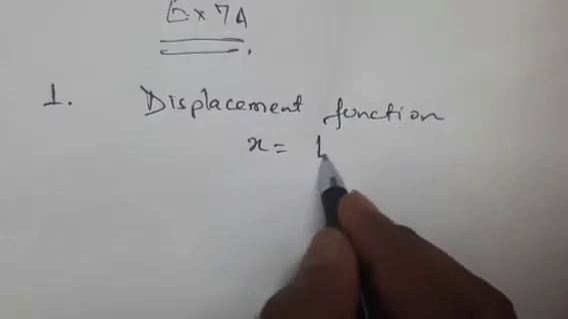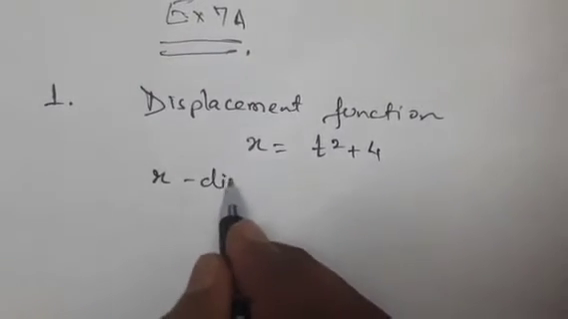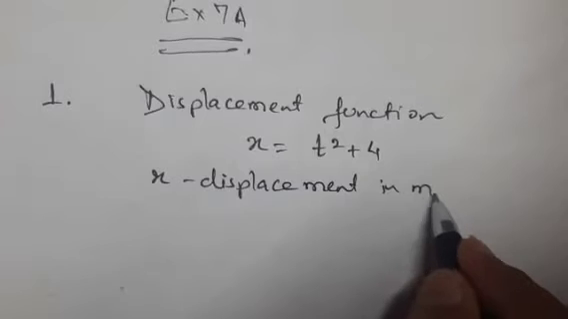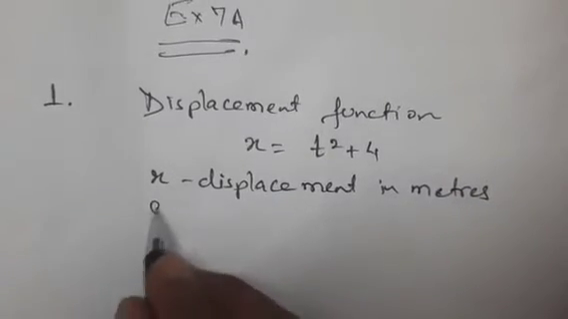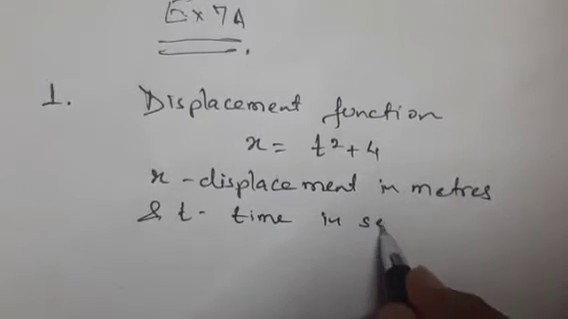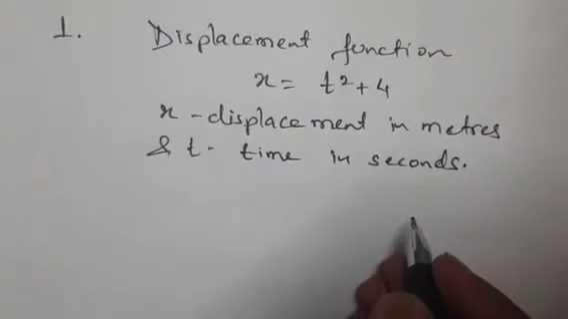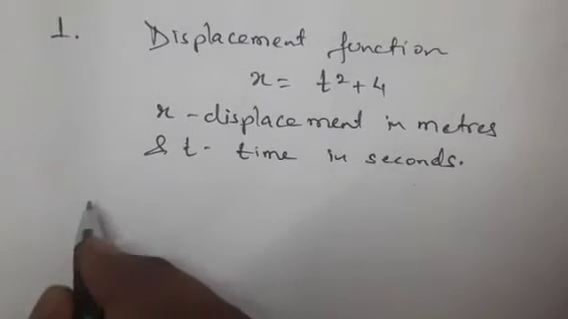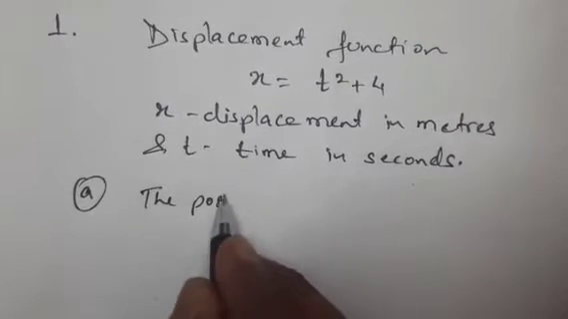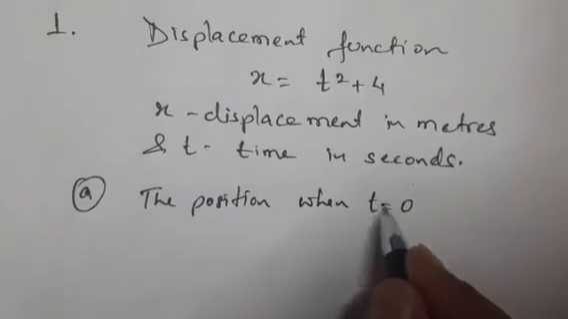x equals t square plus 4, where x represents displacement in meters and t is the time in seconds. Now in this question we have to find out first the position. The position when time t is equal to 0.